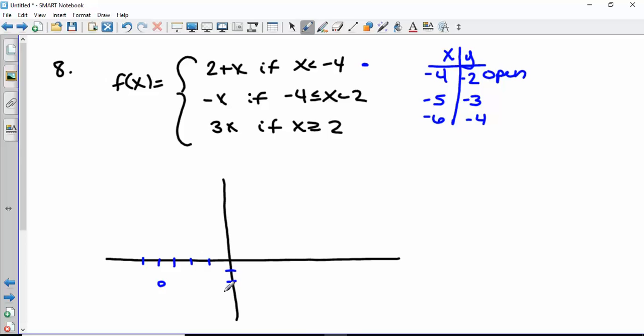So -4, -2 is open. -5, -3. -6, -4. So that piece looks like that.